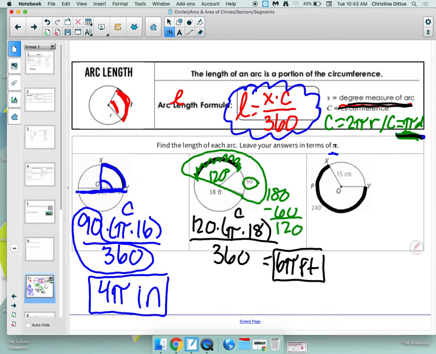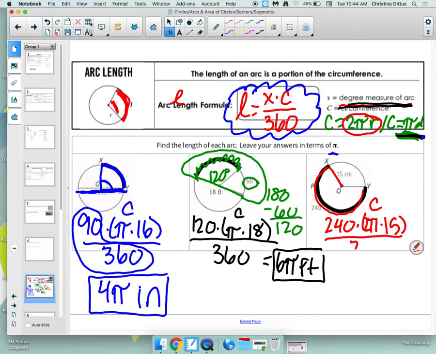And last one, we got this whole XPY deal. That's 240 degrees. This time I have a radius of 15, so I'm using this circumference formula. So I got 240 times my circumference, which is pi times the radius, 15, divided by 360. Throw that all into a calculator: 30 times 240 divided by 360. You get 20 pi centimeters.